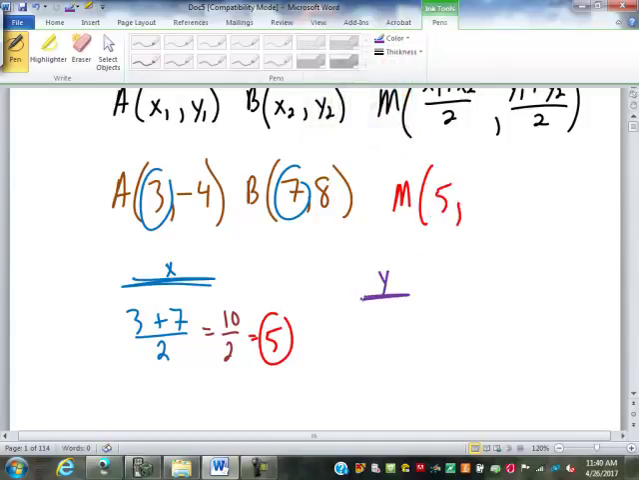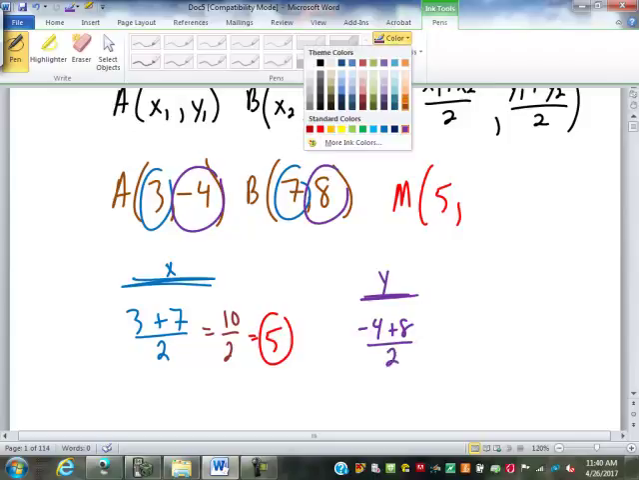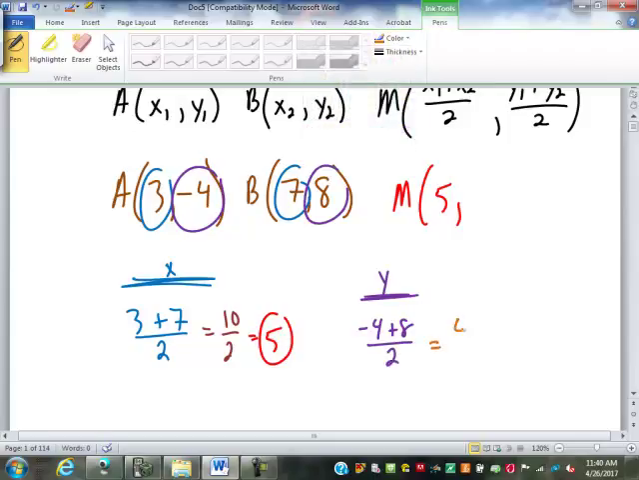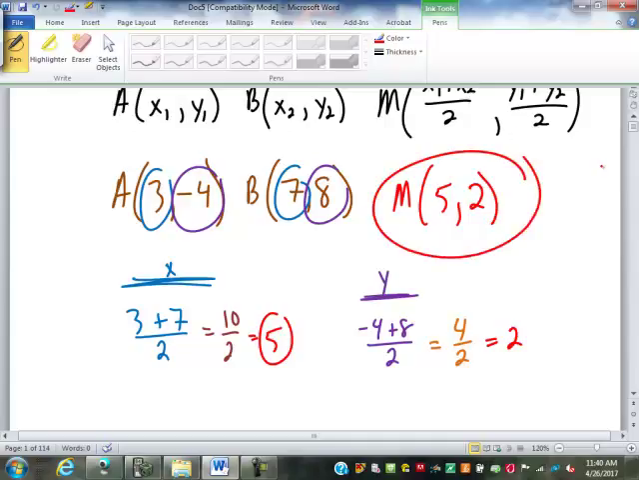My y-coordinate is going to be found by averaging the y-coordinates in my point. So negative 4 plus 8 divided by 2. Well, negative 4 plus 8 is 4 divided by 2. 4 divided by 2 is 2. So the y-coordinate of my midpoint is 2. So that one's relatively simple.